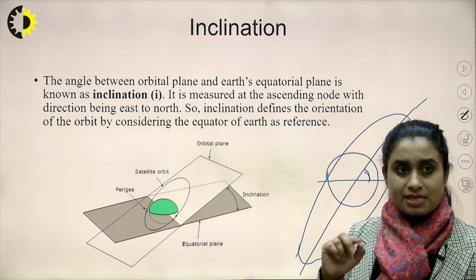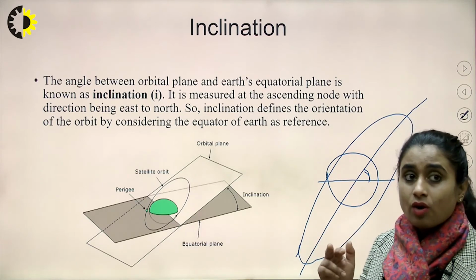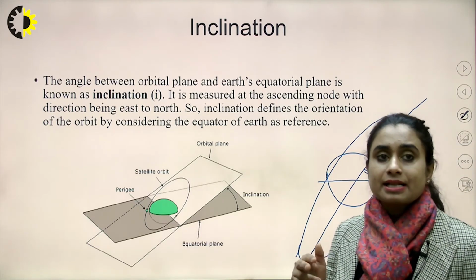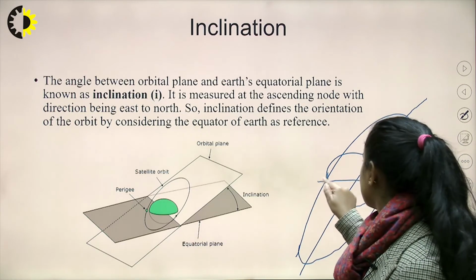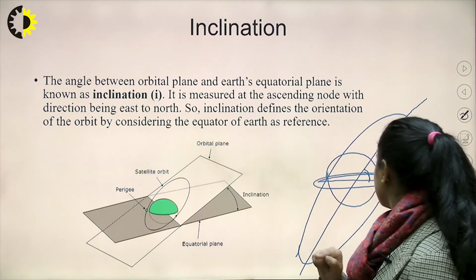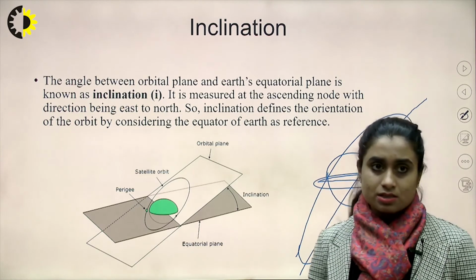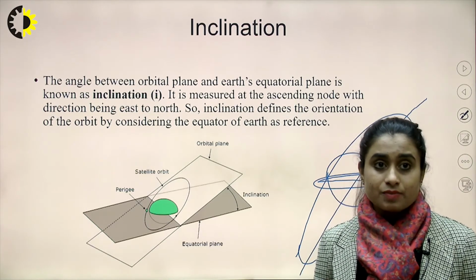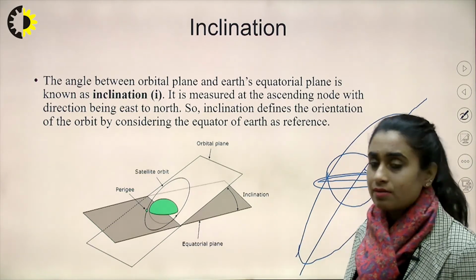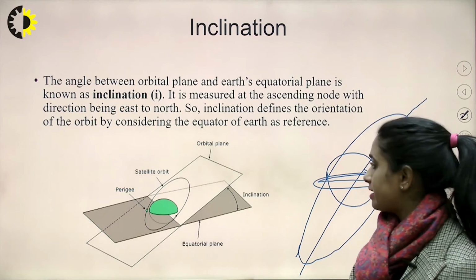This is represented as the angle of inclination, the angle between the orbital plane and Earth's equatorial plane. Earth's equatorial plane, right? So this is your angle of inclination. It is measured at the ascending node. We have ascending node, descending node, right?